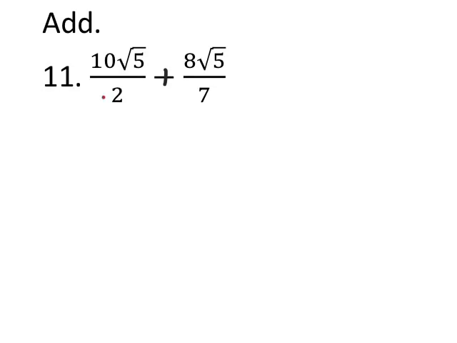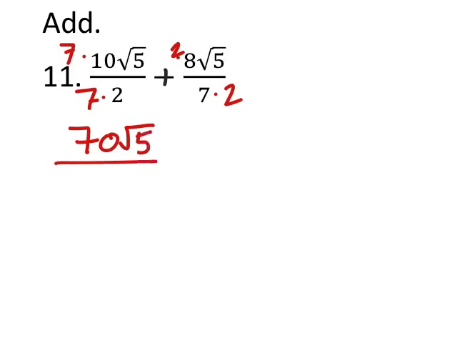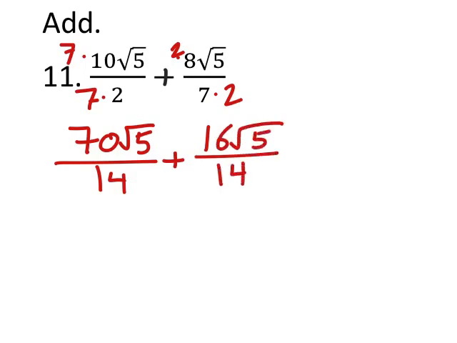To find common denominators, I'm going to multiply the term on the left by 7, the term on the right by 2. So I'll multiply the 8 by 2, 10 by 7. In this way, we're not changing the value of each term. We're just changing the numerators and denominators to be what we want them to be, okay? 7 times 10 square root of 5 would give you 70 square root of 5 over 14, plus 2 times 8 is 16 square root of 5 over 14.